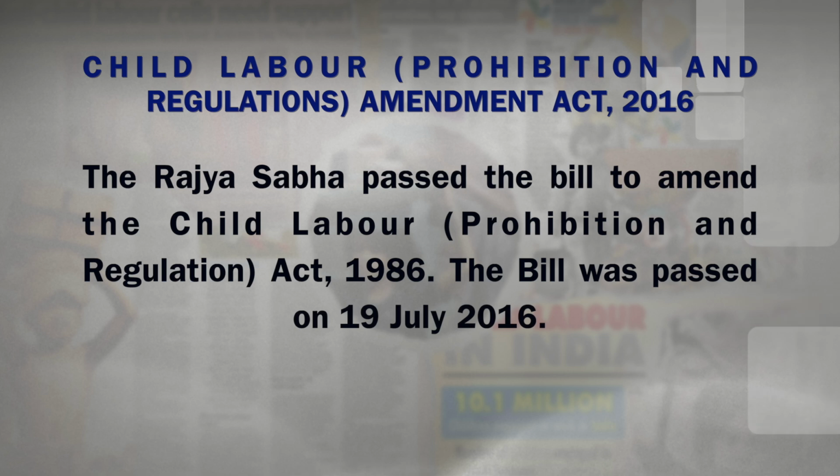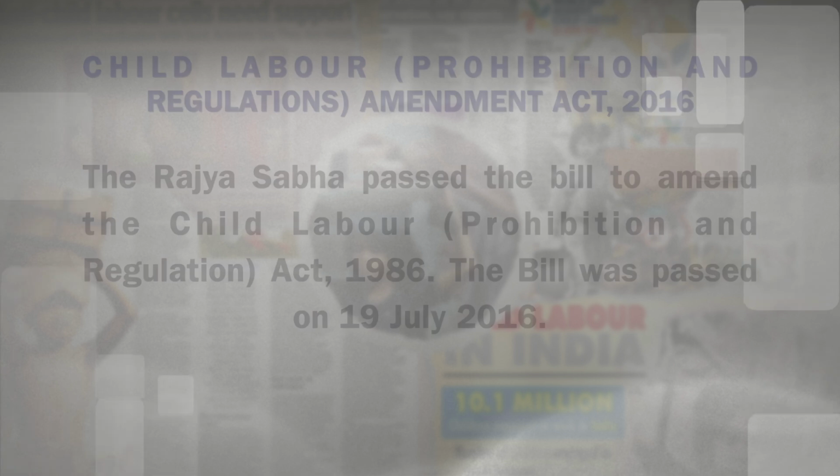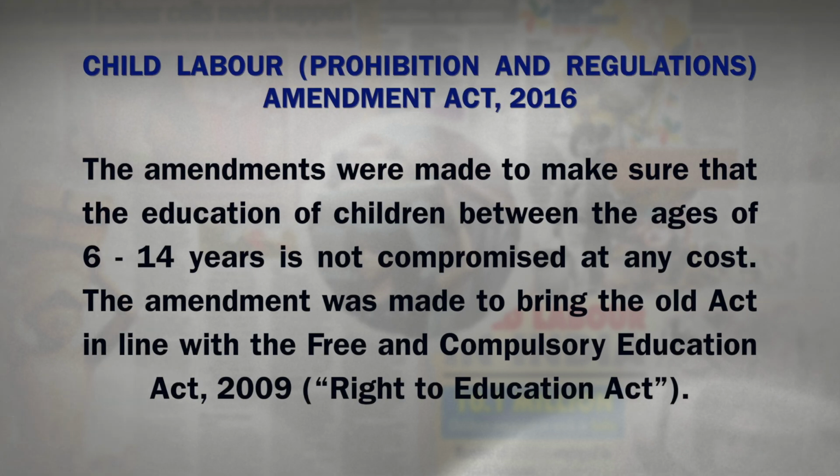The Rajya Sabha passed the bill to amend the Child Labour Prohibition and Regulation Act of 1986. The bill was passed on 19th July 2016. The amendments were made to make sure that the education of children between the ages of 6 to 14 years is not compromised at any cost. The amendment was made to bring the old Act in line with the Free and Compulsory Education Act of 2009, and the name of that Act is the Right to Education Act.